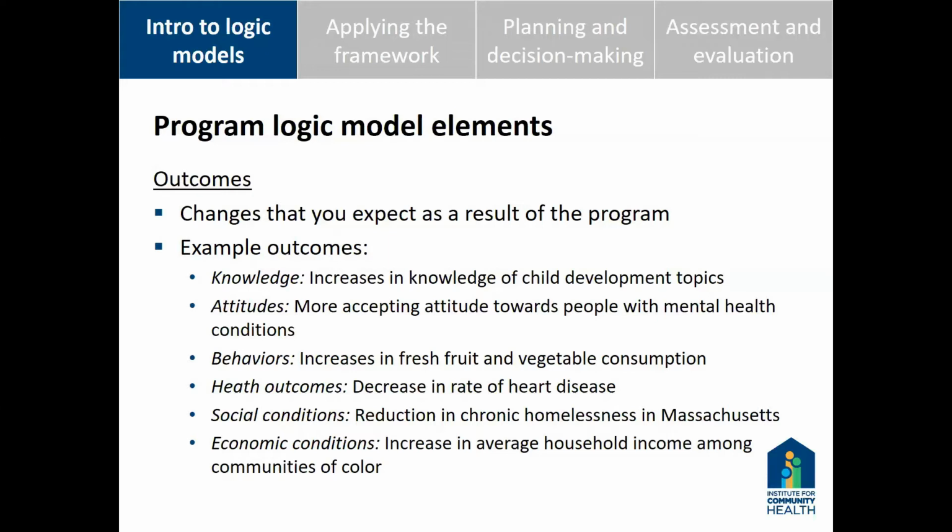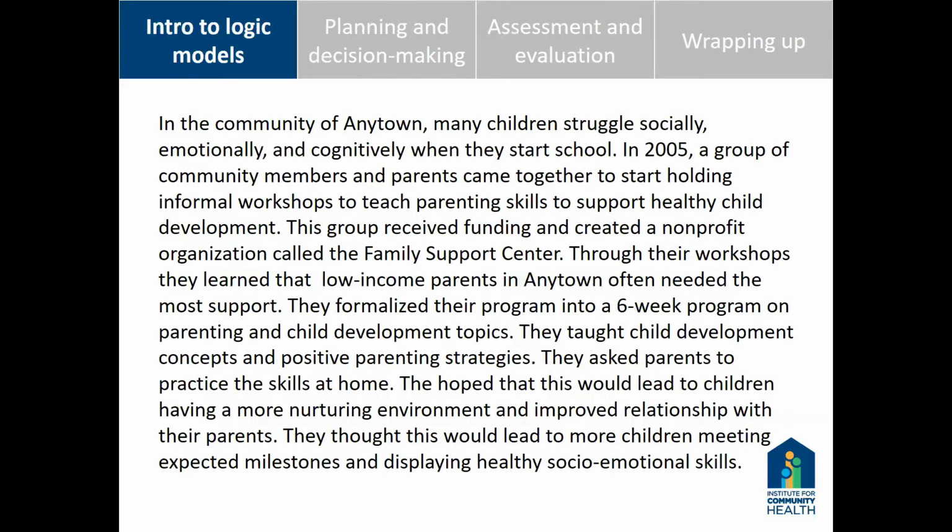Health outcome, decrease in rate of heart disease. Social condition could be much more broad, and could be a very relevant outcome depending on your program. A reduction in chronic homelessness in Massachusetts. So again, Massachusetts is the community population, and chronic homelessness is the part of that community you're trying to affect. And economic conditions, so an increase in average household income among communities of color. These are just some very broad types of outcomes, but they are fairly often used in logic models.